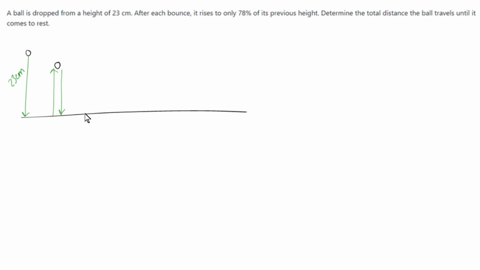It bounces again and again, up to 78% of the previous bounce, and then back down, and so on and so forth. And the question here is, how far does it travel? So we're looking at adding up the length of all these green arrows, as it continues here. Okay, so what we want to do is start by writing an expression for the total distance traveled.